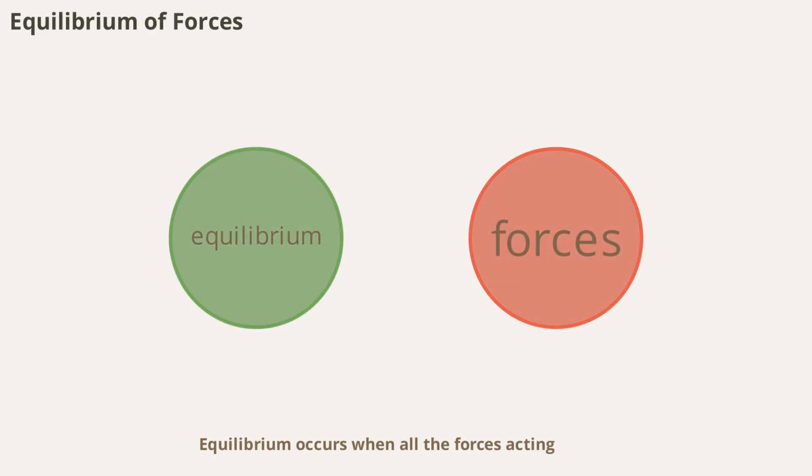Equilibrium occurs when all the forces acting on an object balance each other out, resulting in no change in motion. This can mean the object is at rest or moving at a constant velocity. Understanding equilibrium is essential in engineering, architecture, and even sports, as it helps ensure stability and safety in structures and systems.